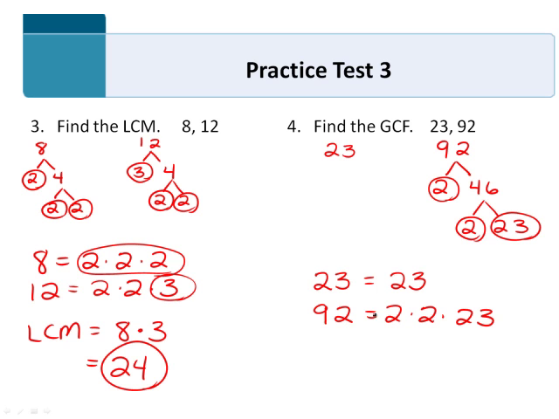So for the greatest common factor, this is where you circle up and down to find your common factors. Well, the only thing they have in common is the 23. So the greatest common factor there is 23 because that goes into itself and it also goes into 92.